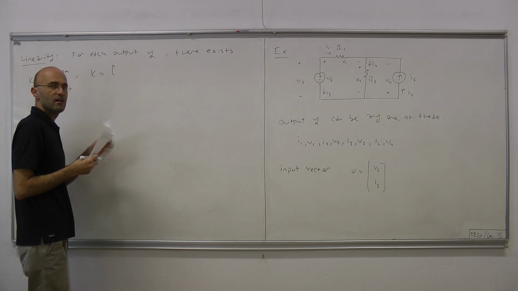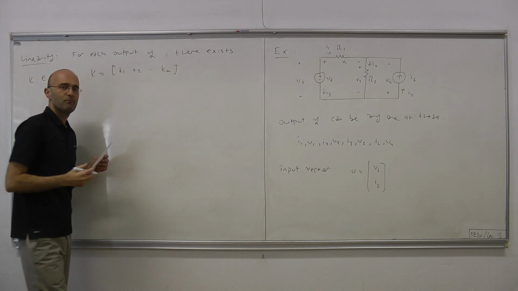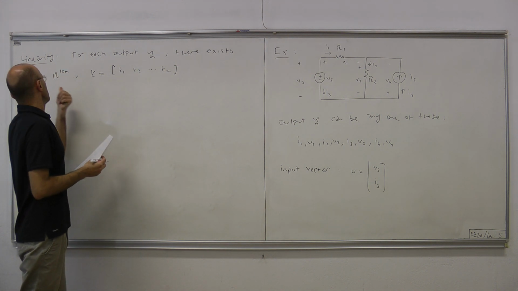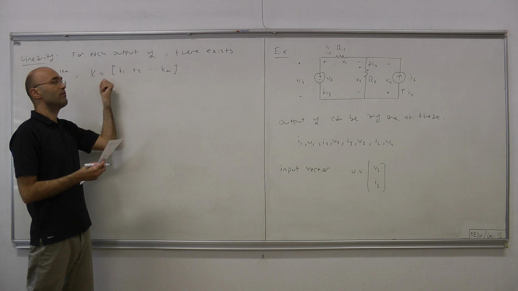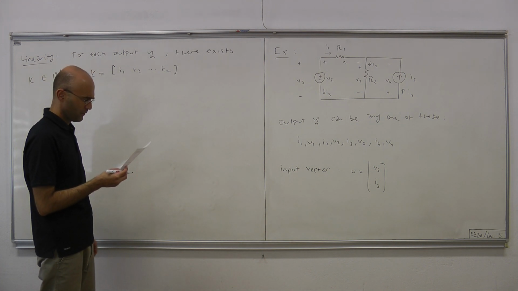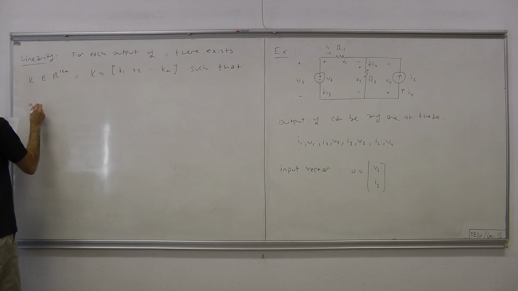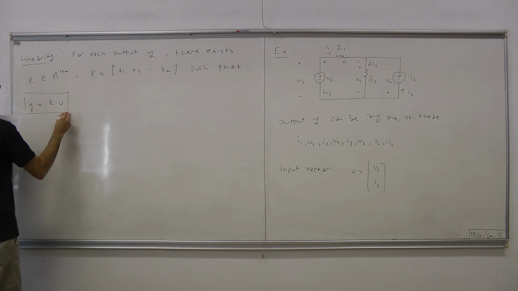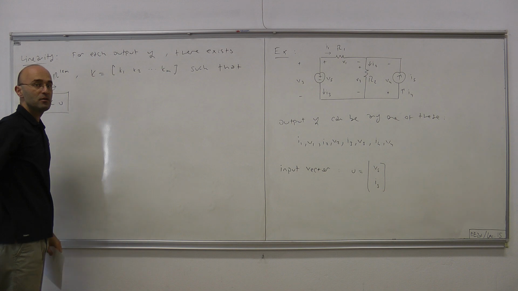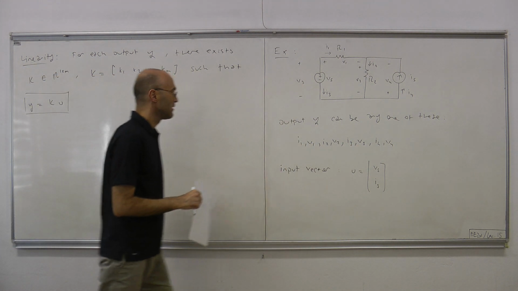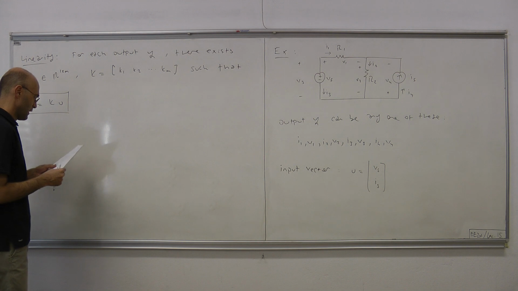By K we mean a row vector whose entries are k1, k2, up to kn. This row vector is a constant, and it depends on the particular output. For a different output, you have a different K matrix, such that y equals K times u. So K is 1 by n, and u is n by 1. u is a vector. Therefore the product is a scalar, and that scalar is what we define to be our output.